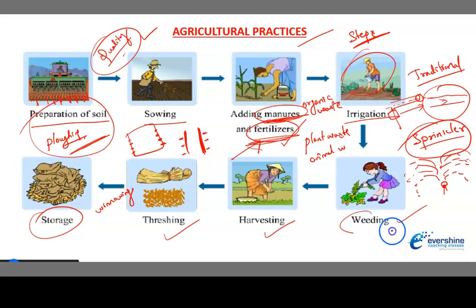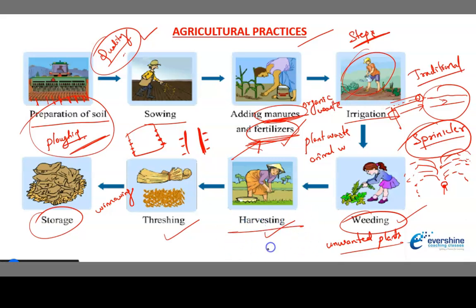After irrigation, what do we do, children? We do weeding. Now what is the meaning of weeding? Weeds are nothing but unwanted plants. Weeds are what? Unwanted plants. Okay, so we will remove these unwanted plants before the plant gives any fruit or flower. So we do weeding, we remove unwanted plants.